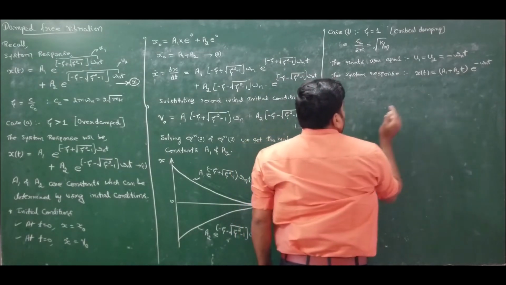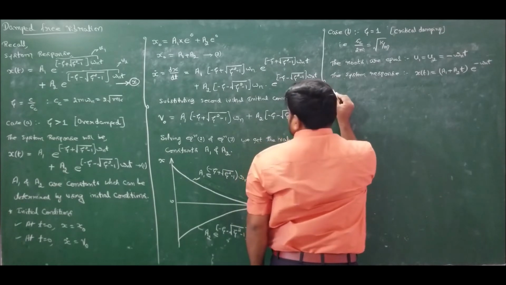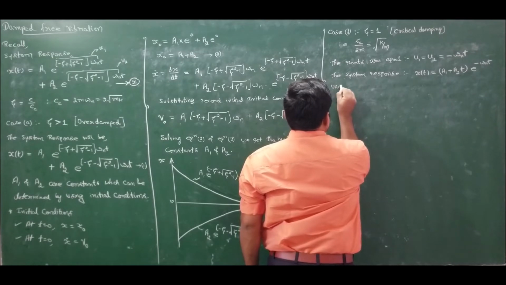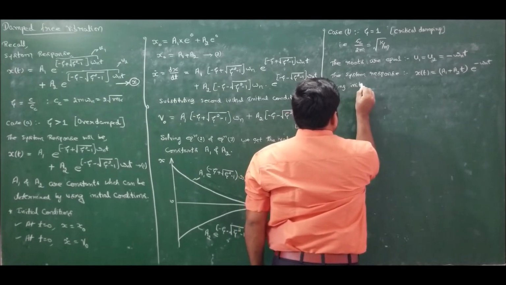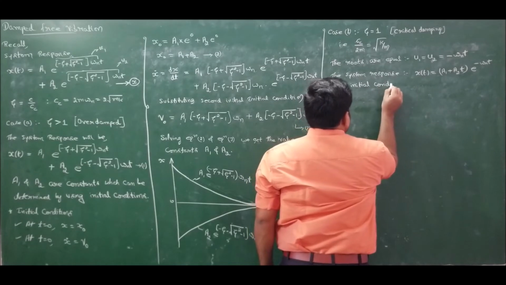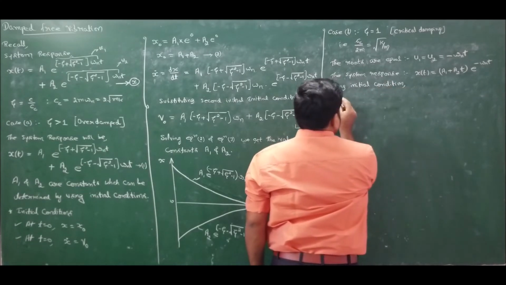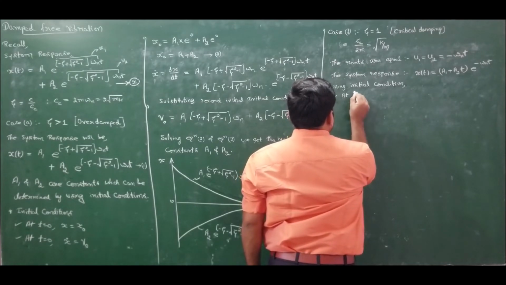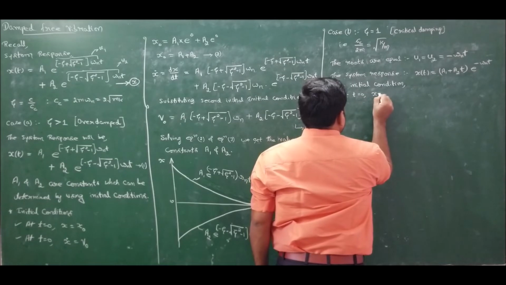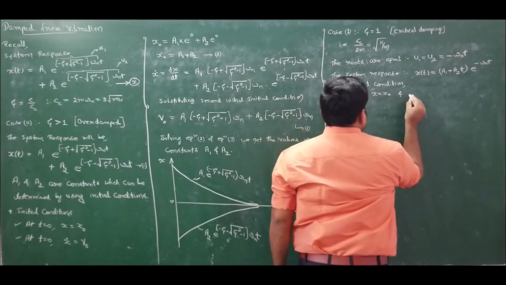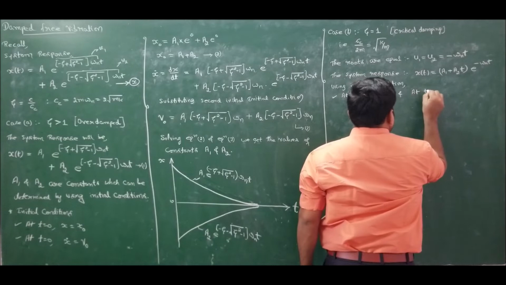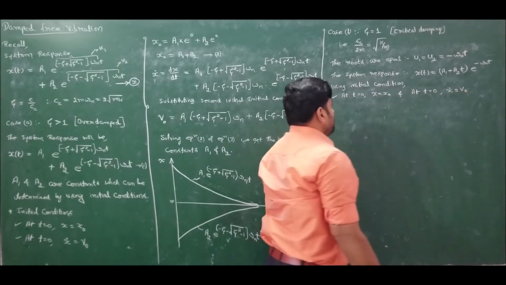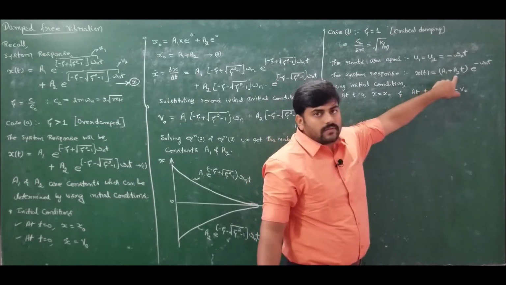Now a1 and a2 are constants which can be determined by using initial conditions. As I said, using initial conditions. What are the initial conditions? At t equal to 0, I know displacement x is equal to x naught, and at time t equal to 0, I know velocity x dot is v naught. Use these two initial conditions and find the value of a1 and a2.